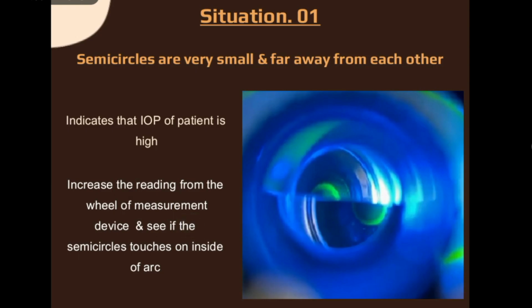Situation number 1 states that semicircles are very small and they are very far away from each other. When the semicircles are very far away from each other and small in size, it means that the patient's intraocular pressure is high. High from what? From what you have set onto the wheel. The intraocular pressure is higher than the reading you have marked on the wheel. So what you have to do is increase the reading from the wheel of the measurement device and see if the semicircles touch on the inside.